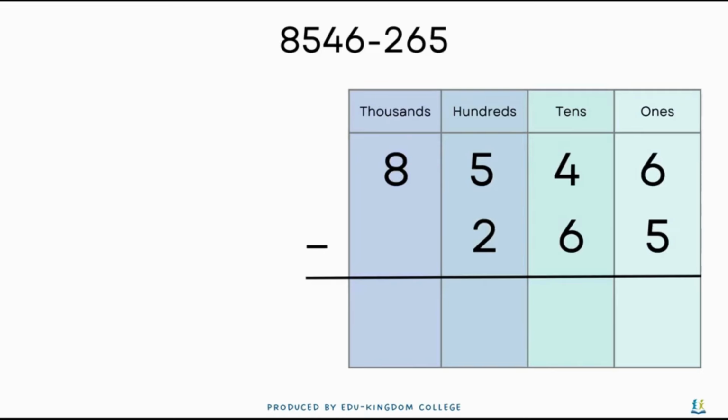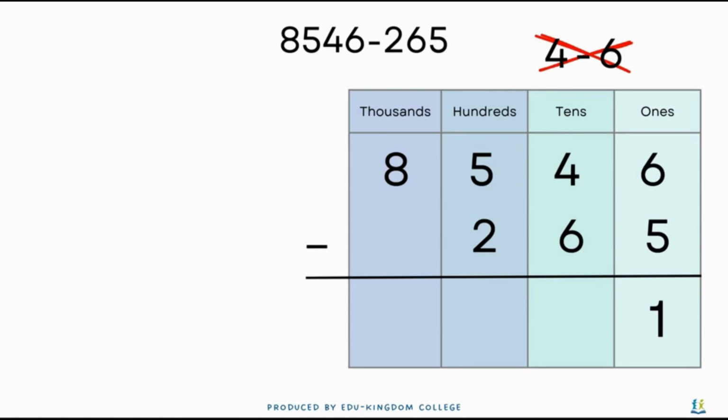What happens when we have cases like this? 8,546 minus 265. We're going to put it into the correct columns and lining up the digits. So I have 6 minus 5 in the ones place, which gives us 1. Now looking at the tens place, I have 4 minus 6. 4 cannot minus 6 to give us a whole number.